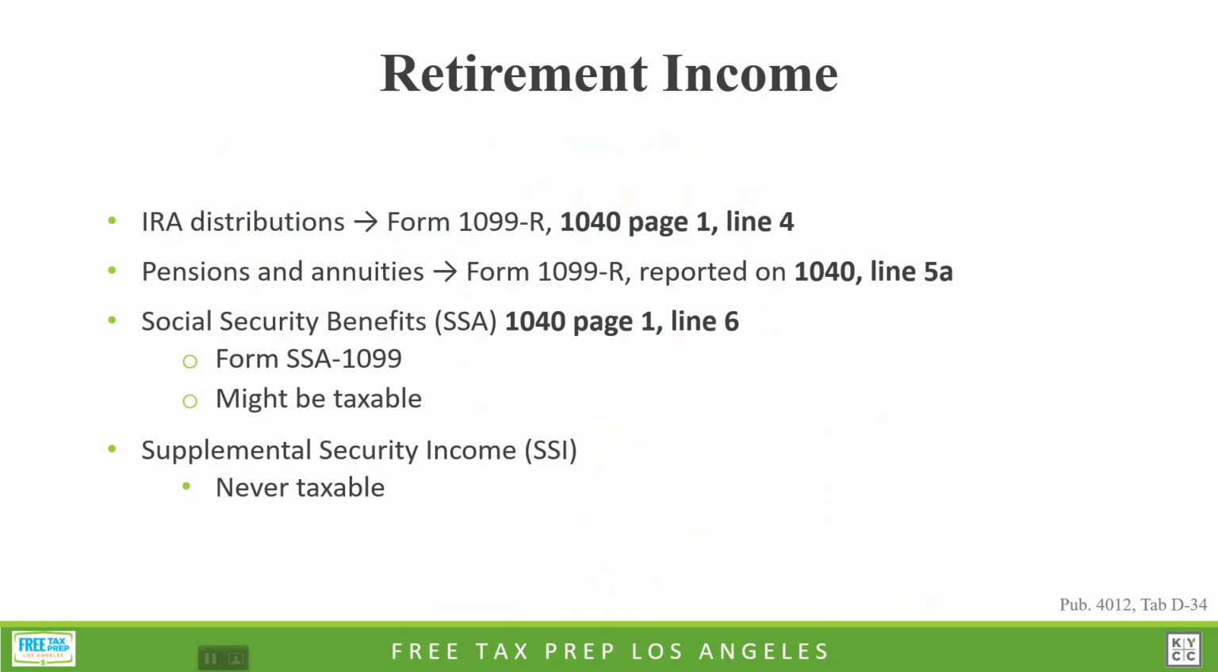Now we move on to retirement income. Retirement income includes distributions from individual retirement accounts, IRAs. We also have annuities or pensions, which will be reported on Form 1099-R. We also have Social Security benefits, which are reported on SSA-1099 and might be taxable depending on the total income that is reported. And although supplemental security income is retirement income, it is not taxable and therefore it is not reported on a tax return.